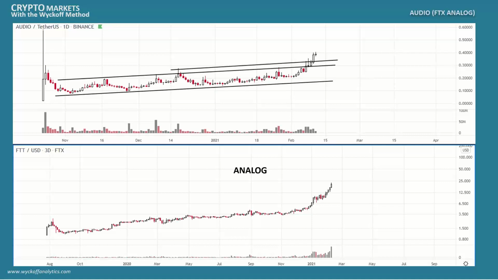This is a beautiful structure on Audio, and I published here this analog with FTT or FTX, a long-term upsloping structure. As you can see here, the selling of the last few days has not affected the structure of Audio. That's a very interesting element of comparative strength with the market. I also look at this analog. FTT was absorbing supply for a long time on the way up, and then look at the beautiful acceleration to the upside. This asset was running from $3 to $20, so impressive.